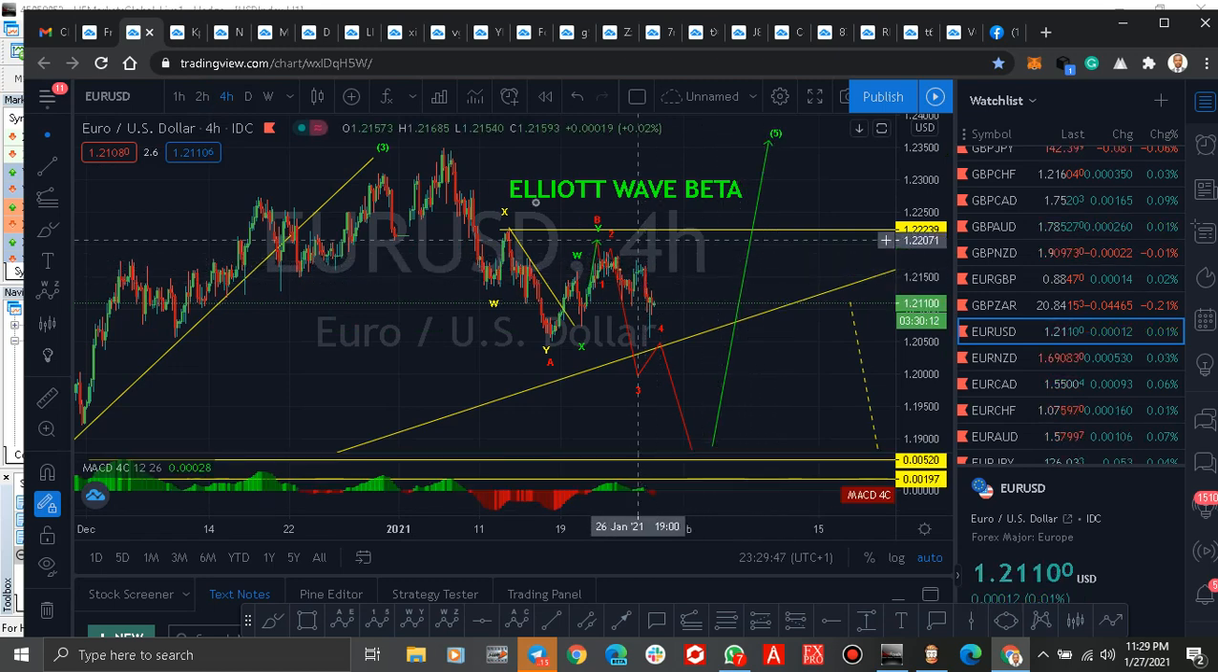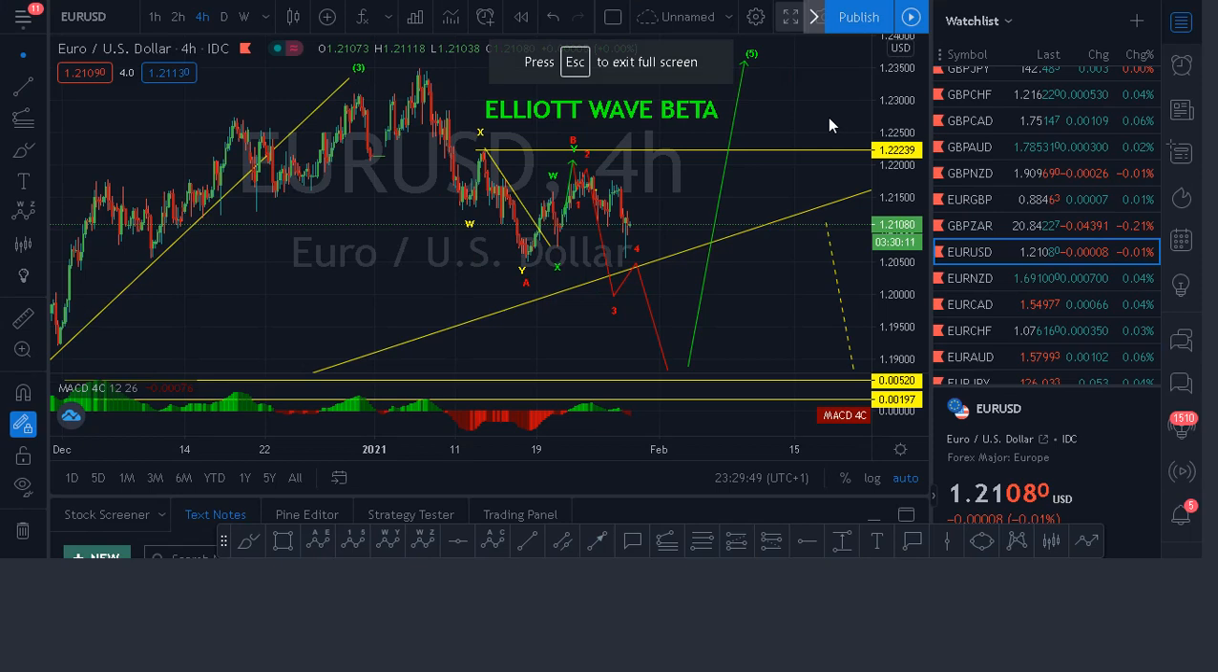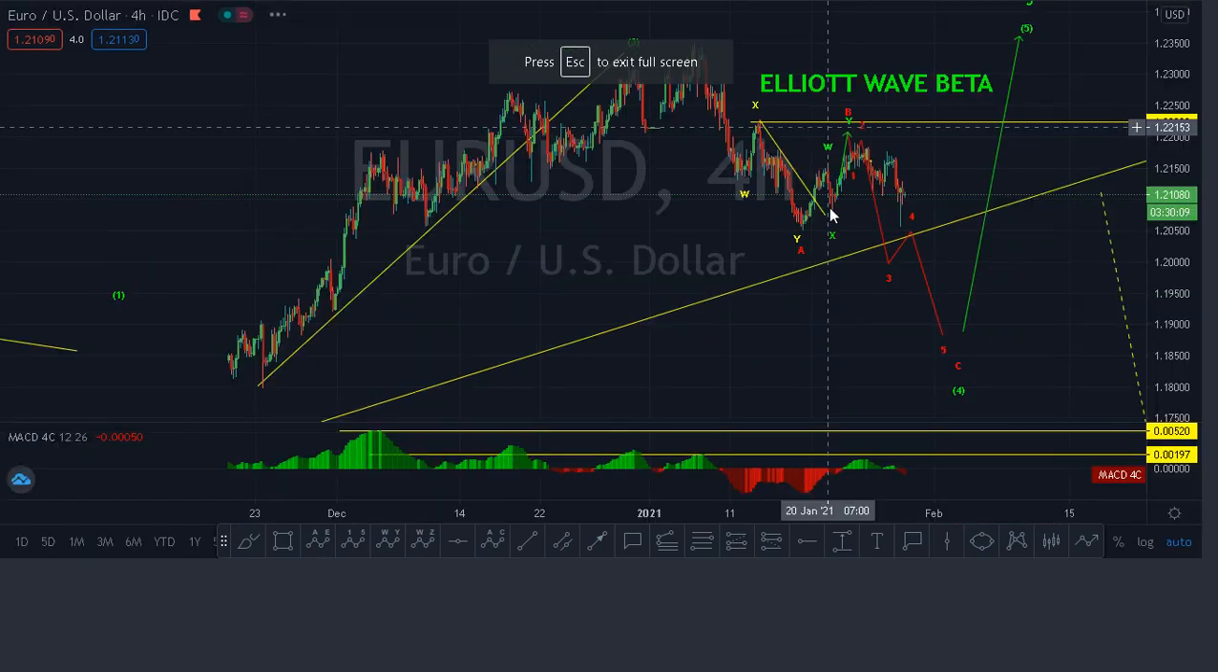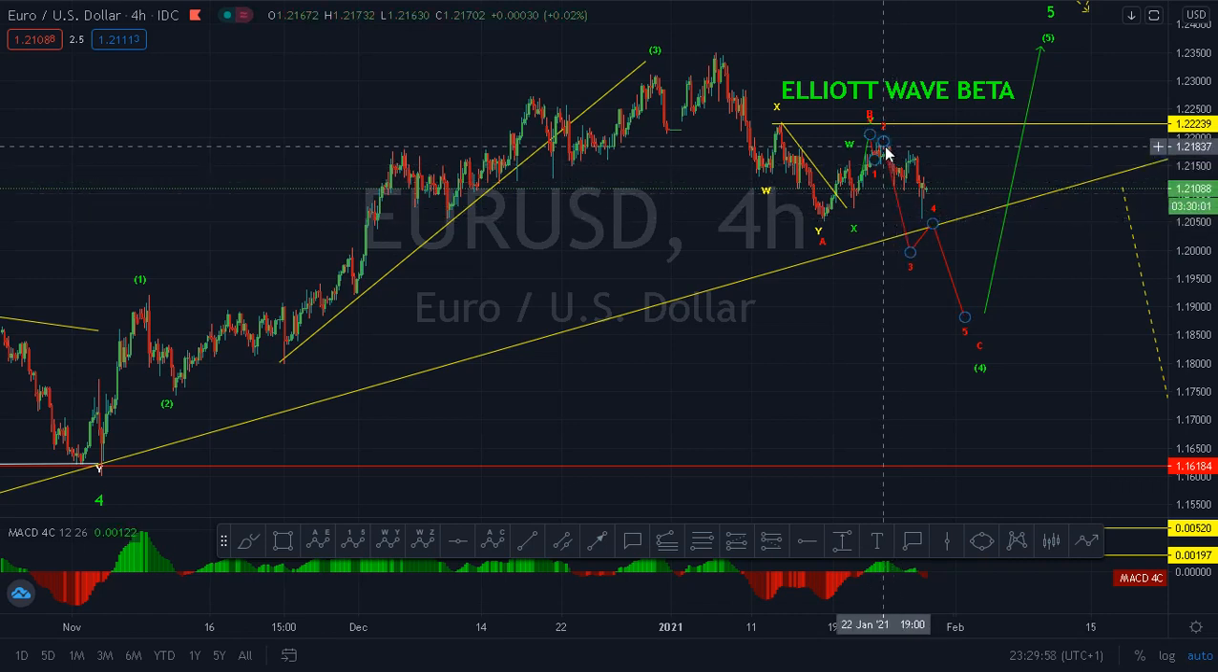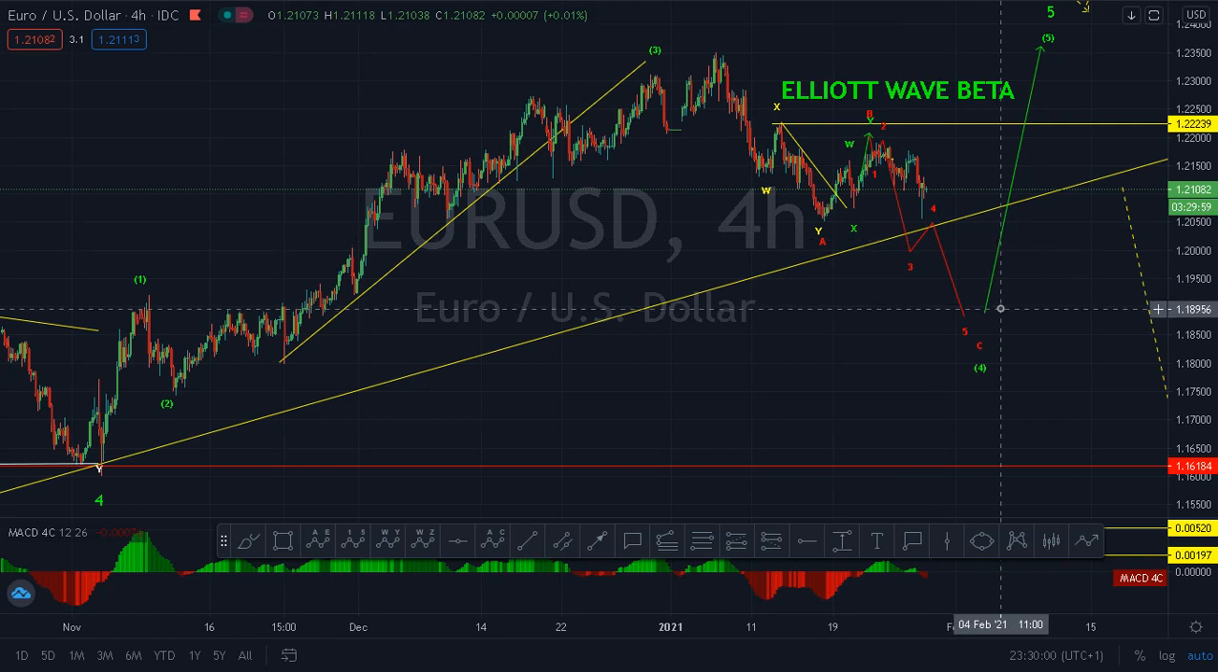Euro USD. You can see, I did this last week. I said I can see this pair breaking this line and coming down, and I think it's going to happen like that. It's still coming down. We will likely get a break of this line. That is, we might see 1.19, at least 1.19.